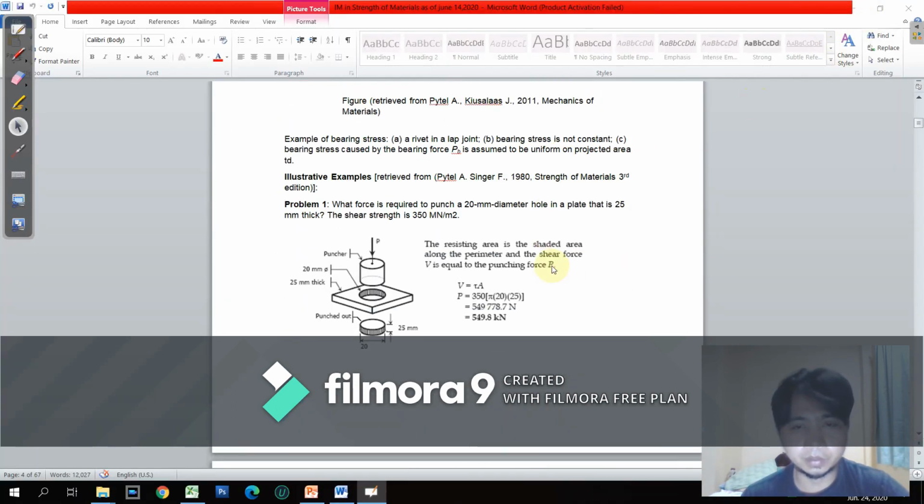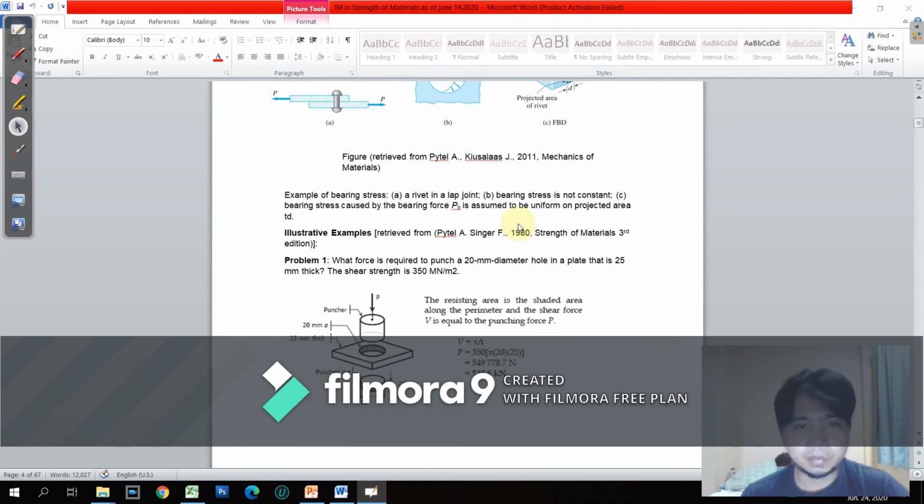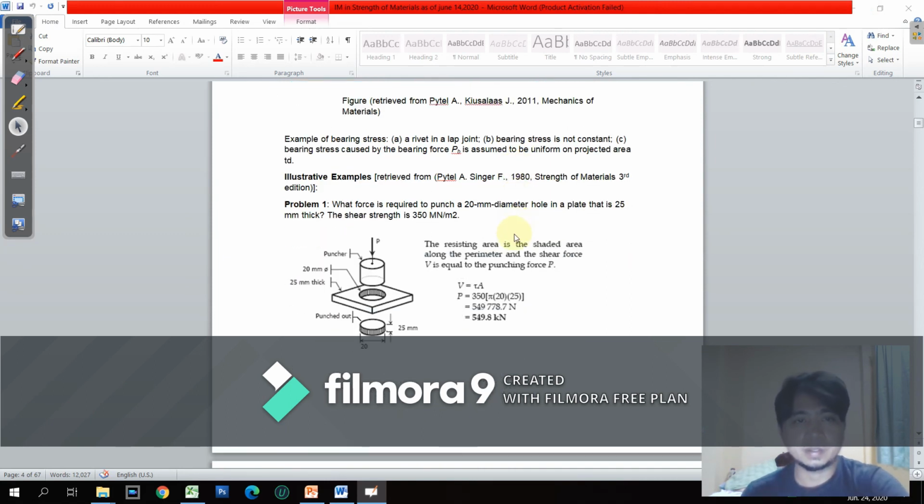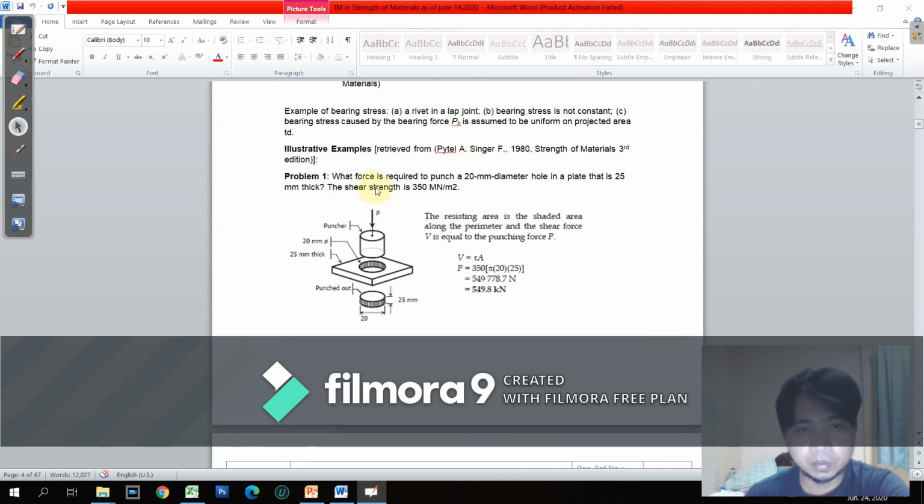So now we are going to have examples. Okay, so we have here problem number 1. What is the force required to punch a 20 mm diameter hole in a plate that is 25 mm thick? The shear strength is 350 meganewton per square meter. So meganewton per square meter is actually megapascal.